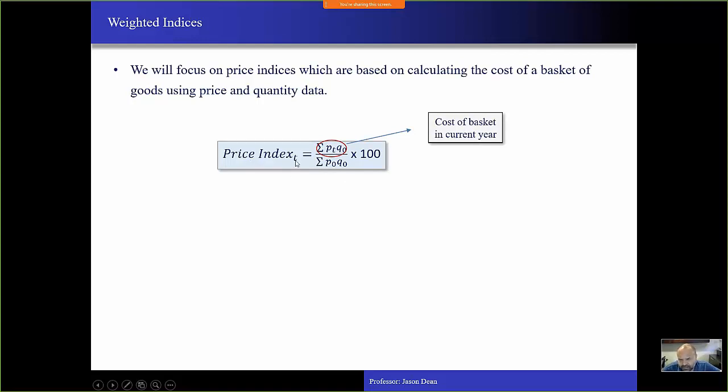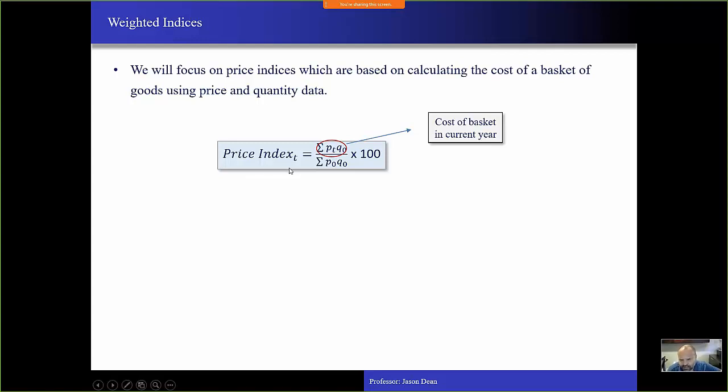Now, in any particular year, the price index is going to be the cost of the basket of goods in the current year. So we're going to use the prices in the current year and then multiply by the base year quantity. With a price index, the cost of a basket of goods is going to change for two reasons over time. Prices will change, and the quantities of what people buy will change. When we're looking at a price index, we want to hold constant the quantities so that just the prices are changing, because that's what we're interested in. We're interested in how prices change over time.